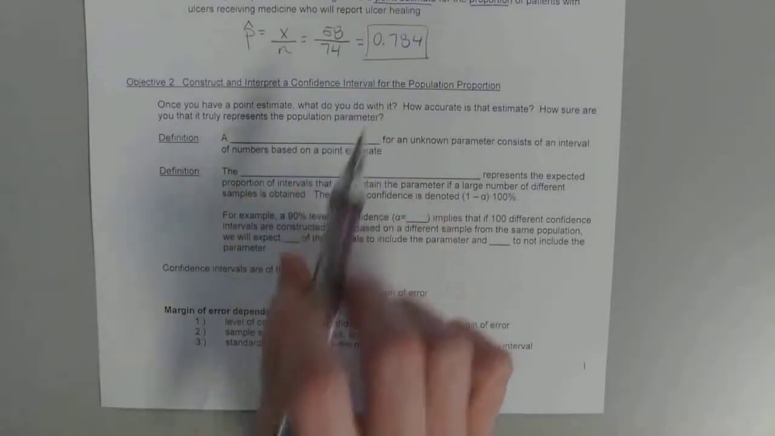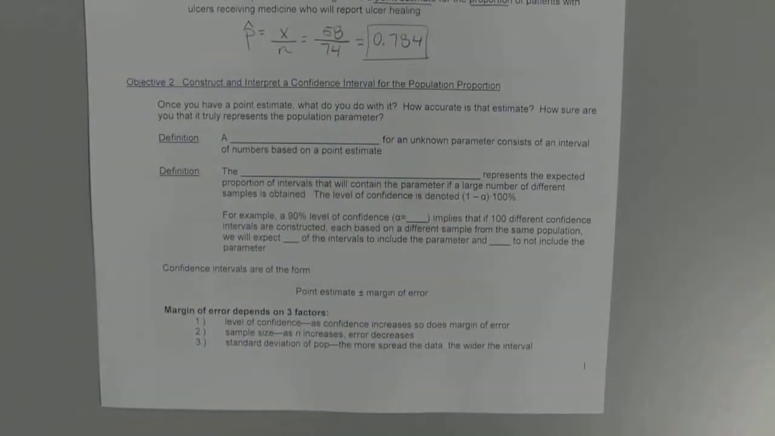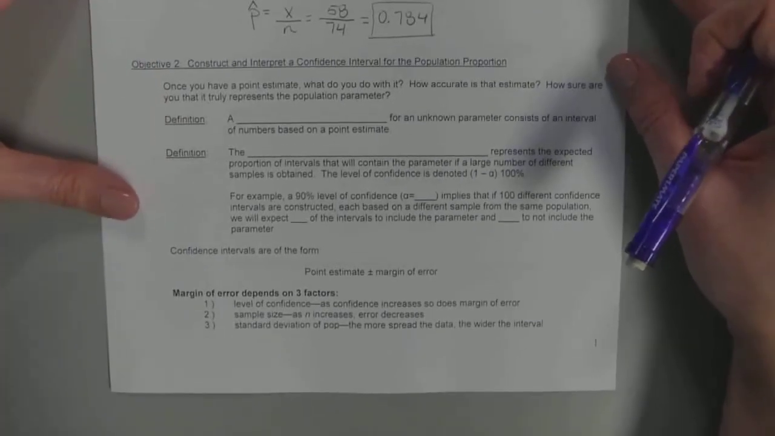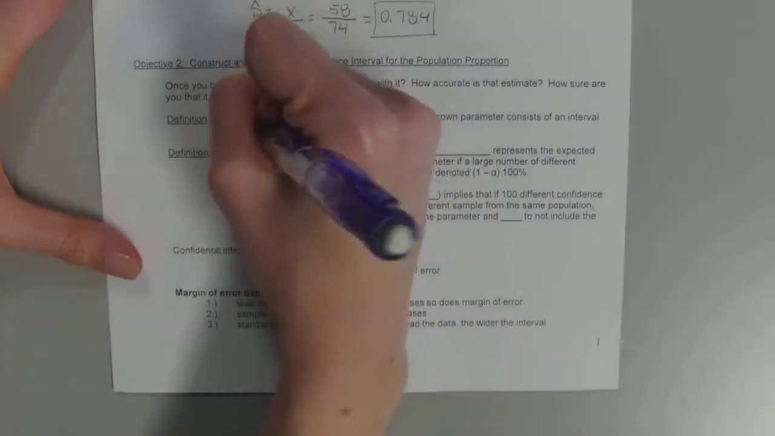How sure are you that it truly represents the population parameter? For example, the 78%, maybe we just happened to get lucky, and of those 74 people, we got a lot that really respond well to medicine. And then we go and put it out in the market, and only 20% feel better, right? So what we want to do is be a little bit more accurate and say a little bit more about our sample. So the first fill in the blank for objective 2, guys, is a confidence interval.